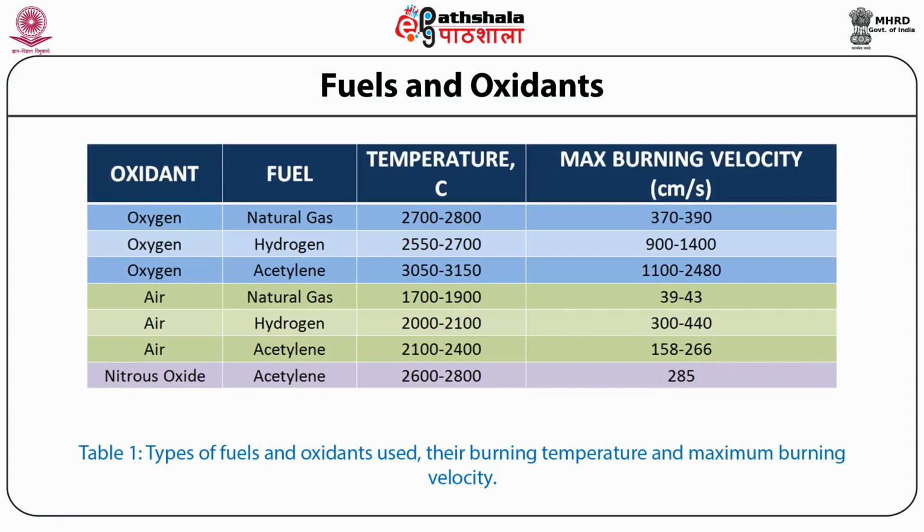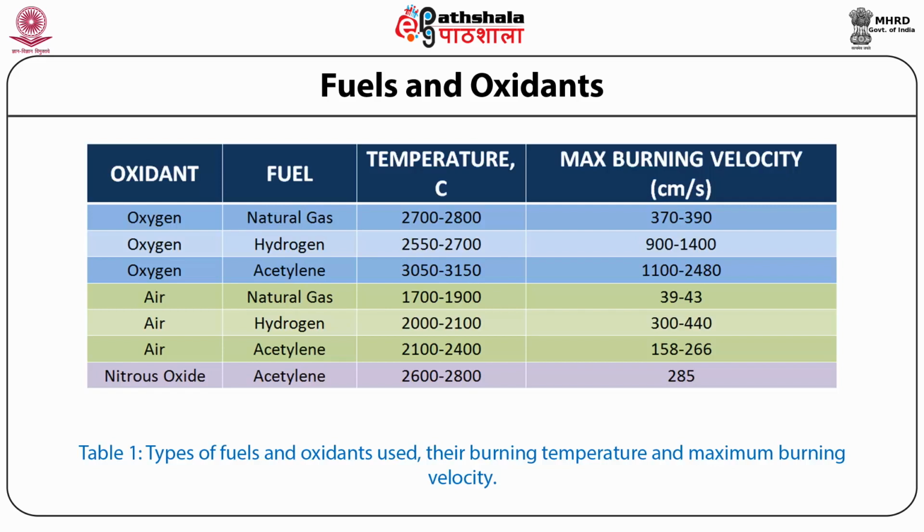The oxidants can be oxygen, air and nitrous oxide, and the fuel used can be natural gas, hydrogen, or acetylene. The temperature produced by the mixture of oxygen and natural gas can be between 2700 to 2800 degrees centigrade, whereas the highest temperature, attained by using oxygen and acetylene, is 3050 to 3150. Using air and acetylene, we can have a temperature of 2100 to 2400 degrees centigrade.